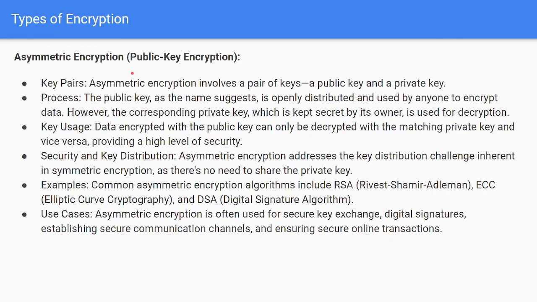And we are going next to asymmetric encryption. Asymmetric encryption is often called public key encryption. It means that we are using a pair of keys. So we need a private key and we need a public key. The public key, as the name suggests, is openly distributed and used by anyone to encrypt the data. However, the corresponding private key, which is kept secret by its owner, is used for decryption.